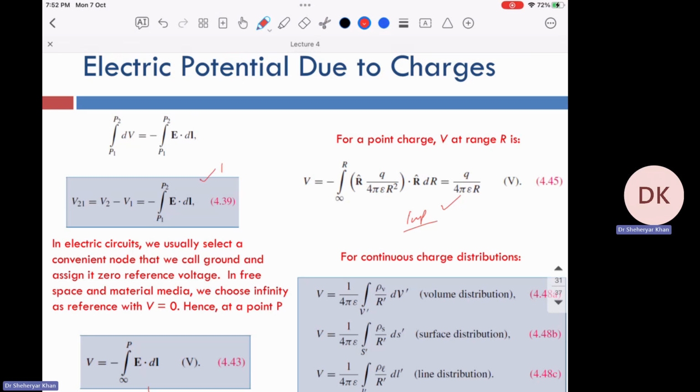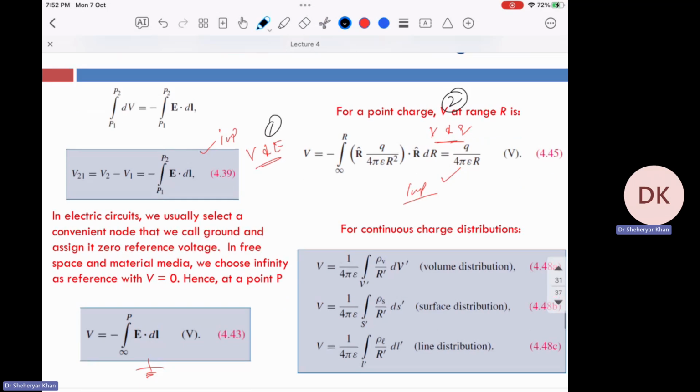This is also important. This tells you voltage and charge, and this tells you voltage and electric field. So in the exam, we can ask you these types of questions. We can give you the electric field and ask you to find the voltage. We can give you the charge and ask you to find the voltage.